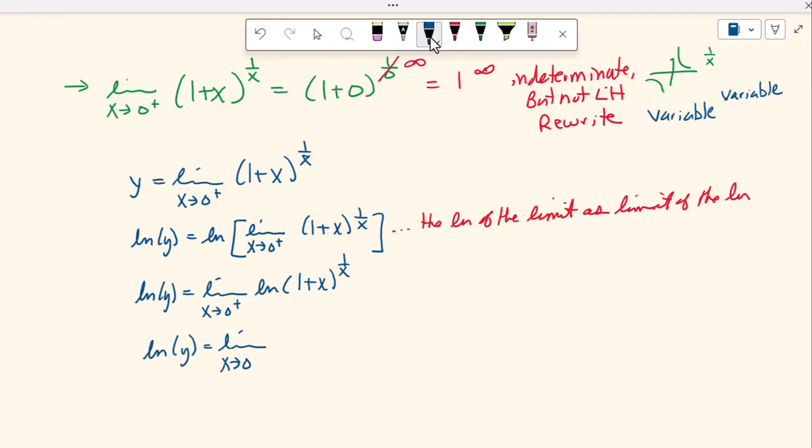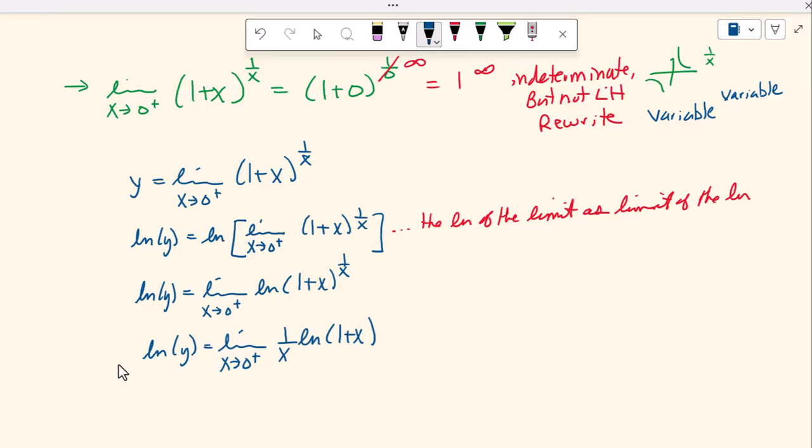So we have the limit as x approaches 0 from the right, the 1 over x comes out front, natural log of 1 plus x. And I bet you see where this is heading. I'm going to have to rewrite this, but first of all, let's verify that we will need to rewrite it.